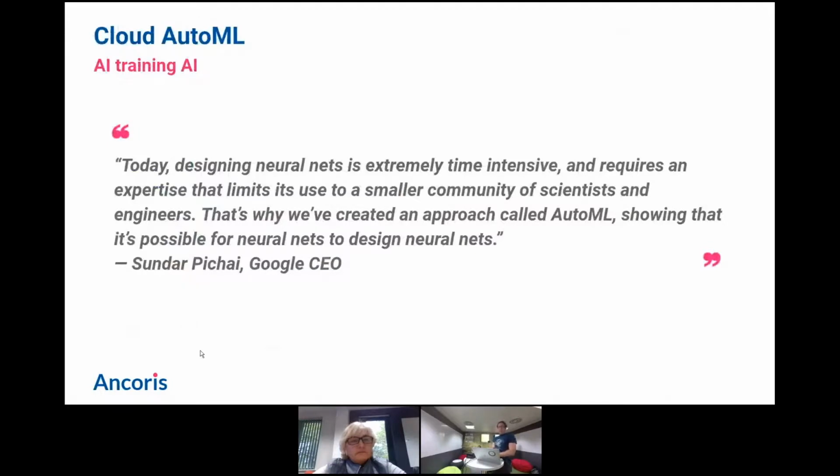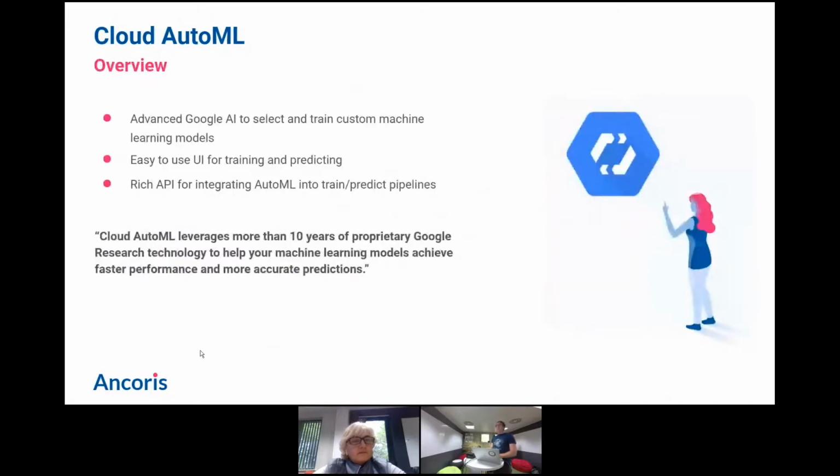So AutoML is another Google product, and this is from the Google CEO. I'll read this out. Today, designing neural nets is extremely time-intensive and requires expertise that limits its use to a small community of scientists and engineers. That's why we've created an approach called AutoML, showing that it's possible for neural nets to design neural nets. So that's effectively what AutoML does.